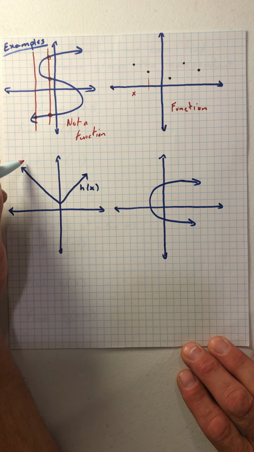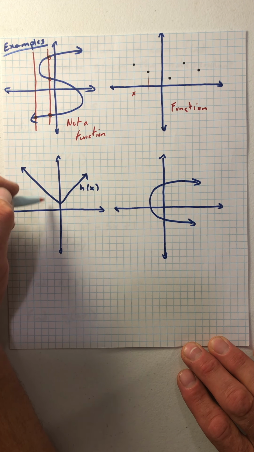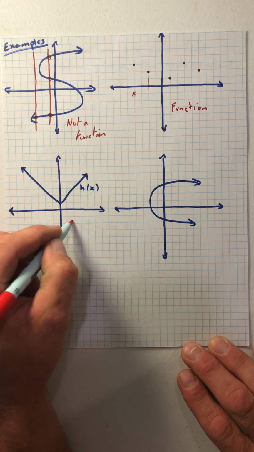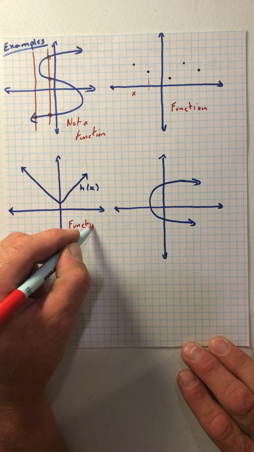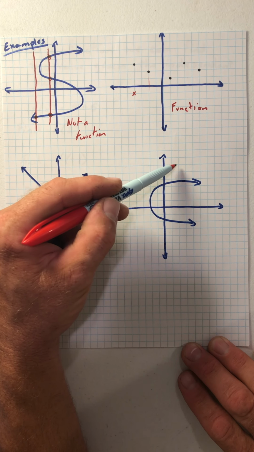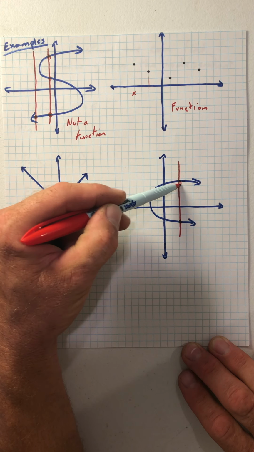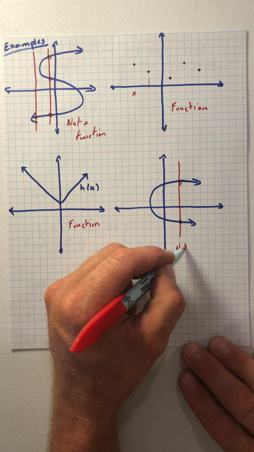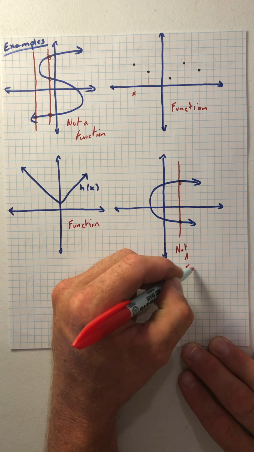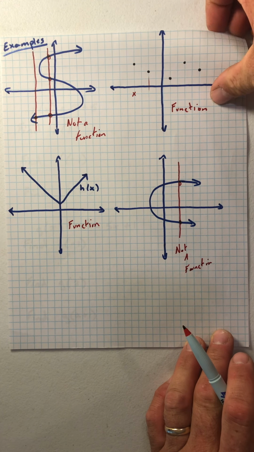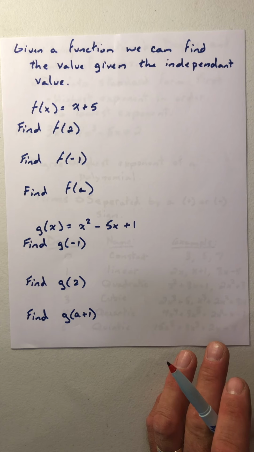Down here, I can draw a vertical line and I can only touch 1 point at any given point in time. So we call this a function. And last but not least, we can come over here, we can draw a vertical line, we can touch it 2 places, so this one is not a function. And those are some examples of functions and not functions.